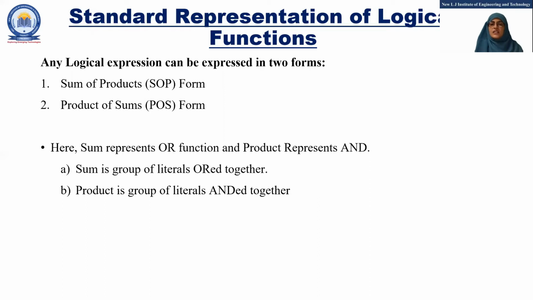Next topic is standard representation of logic functions. Any logical expression can be expressed in two forms. Number one is sum of products, which is SOP form, and another one is product of sums, which is POS form. Here, sum represents OR function and product represents AND function. In other words, sum is a group of literals ORed together and product is a group of literals ANDed together. Here, literals means inputs to the combinational circuit.